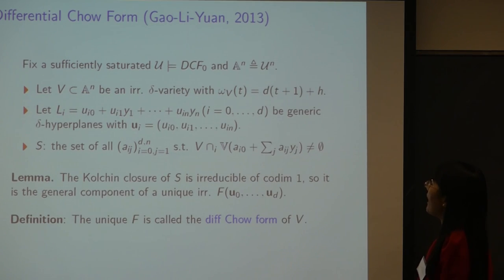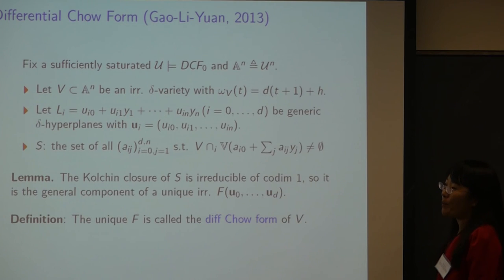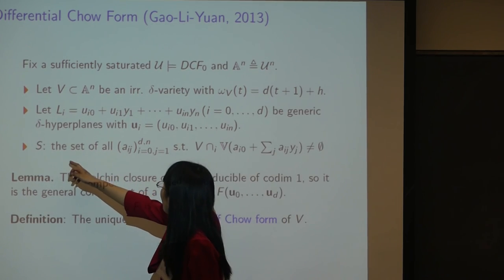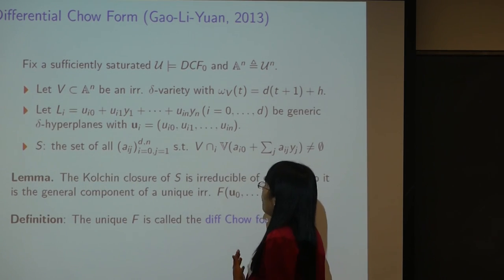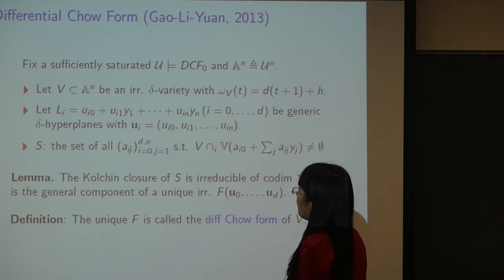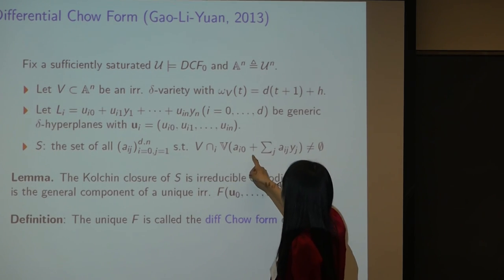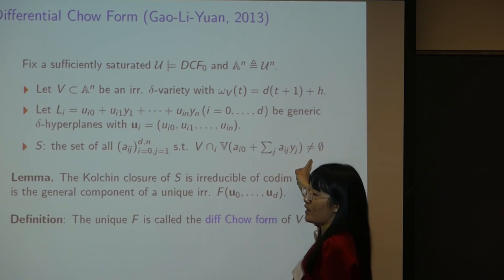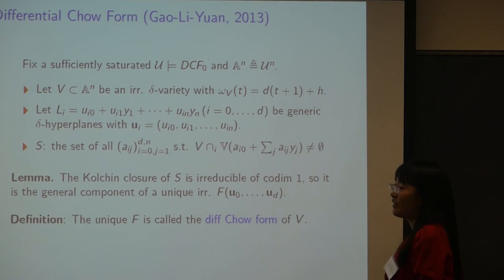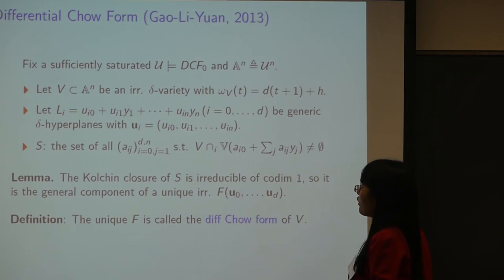Given d plus 1 generic differential hyperplanes. Generic means all the coefficients u_ij are differentially independent. And we consider this set. The set F is the set of all the coefficients of the d plus 1 tuple of differential hyperplanes such that V and these d plus 1 hyperplanes have a non-empty intersection. And using the generic intersection theory, we proved that the Kolchin closure of this set is irreducible of codimension 1.